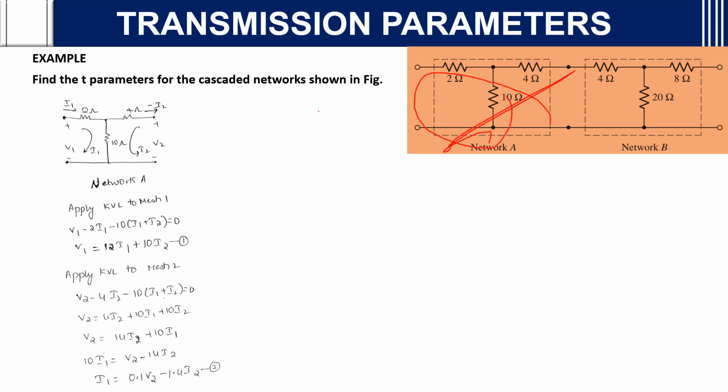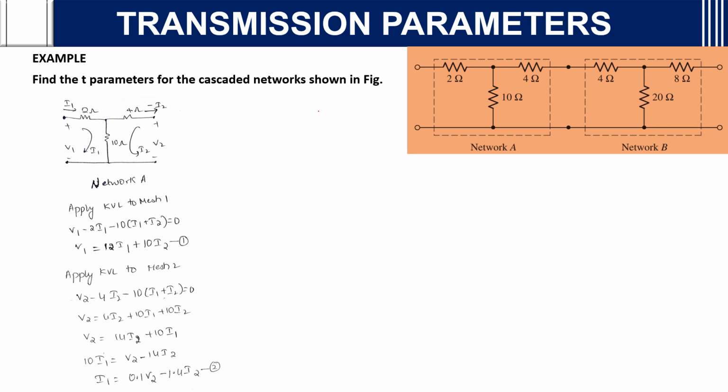Considering network A, take two mesh currents, I1 and I2. Apply KVL to mesh 1 and mesh 2. Applying mesh analysis to the first mesh, you will get V1 is equal to 12 I1 plus 10 I2. For the second mesh, when you apply KVL, you will get V2 is equal to 14 I2 plus 10 I1. From this, 10 I1 is equal to V2 minus 14 I2, and I1 is equal to 0.1 V2 minus 1.4 I2.